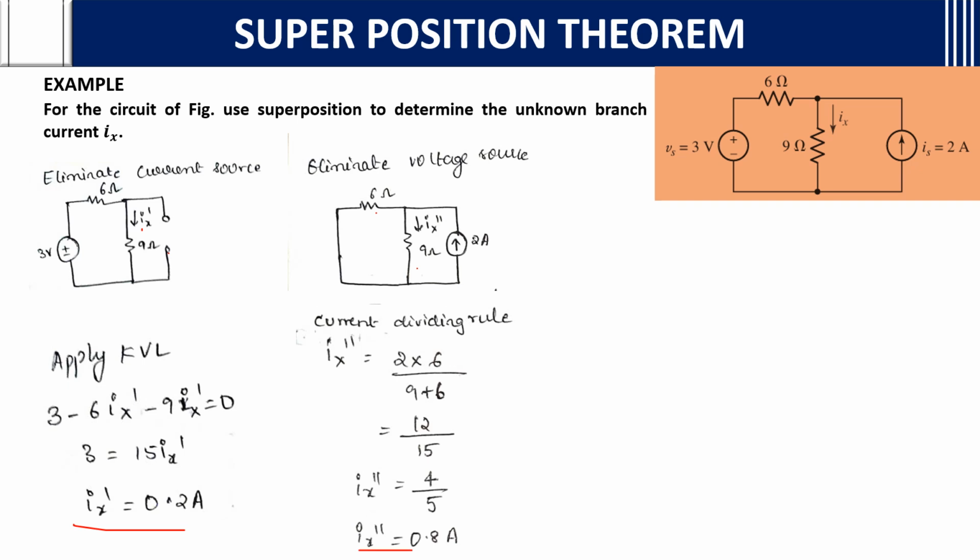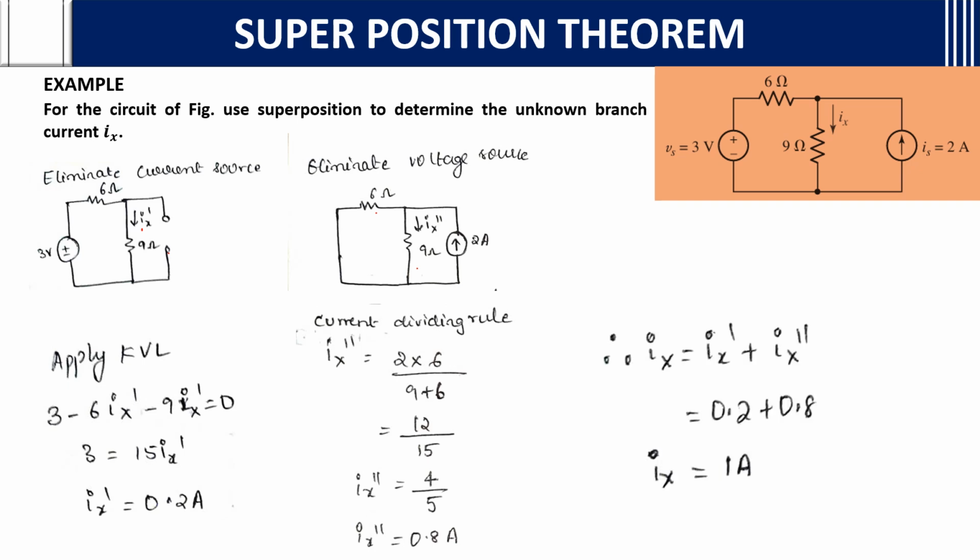You got Ix dash and Ix double dash now. Ix dash is where the current source is eliminated, the voltage source effect on the network, and Ix double dash is where the voltage source is removed, the current source effect on the network. If you add them both, you will get the total Ix in the 9 ohms. Therefore Ix is equal to Ix dash plus Ix double dash, 0.2 plus 0.8. Ix is equal to 1 ampere. You understood the superposition theorem now, I think. You will see some more sums and you will get still more clarity.